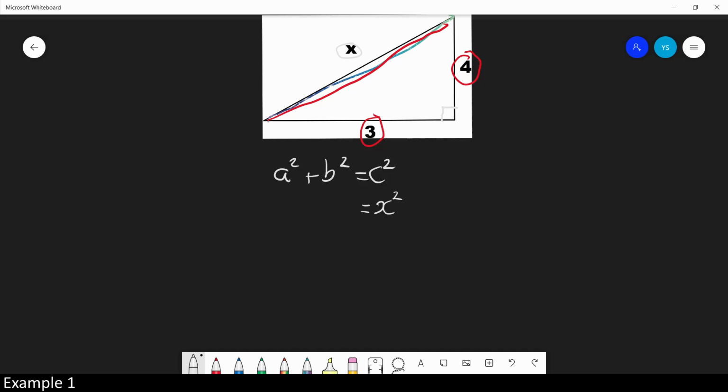As for the other two, it doesn't really matter what order you put them in. You can say 3 is a and 4 is b, or you can say 3 is b and 4 is a. It really doesn't matter. So I'm just going to put 3 here, so 3 squared plus 4 squared.